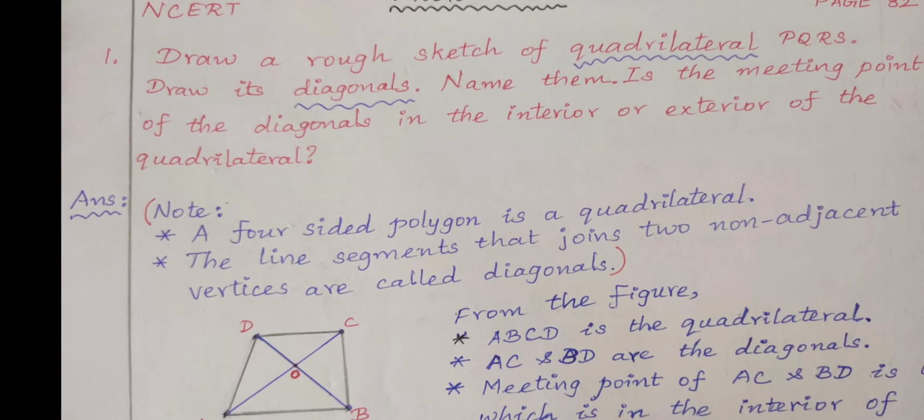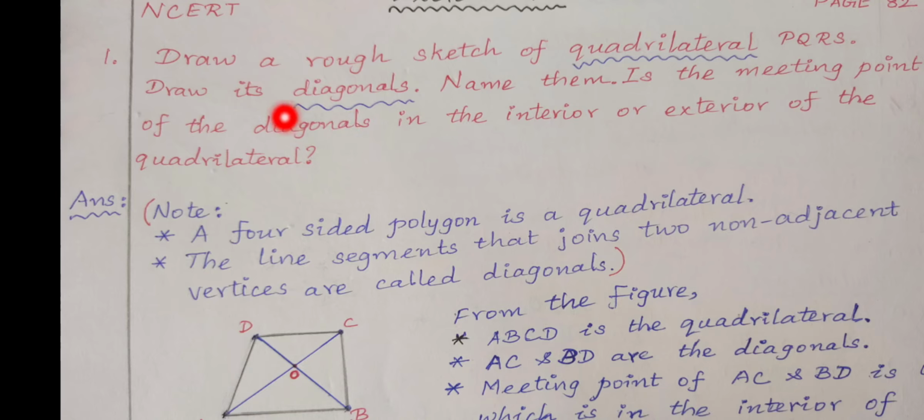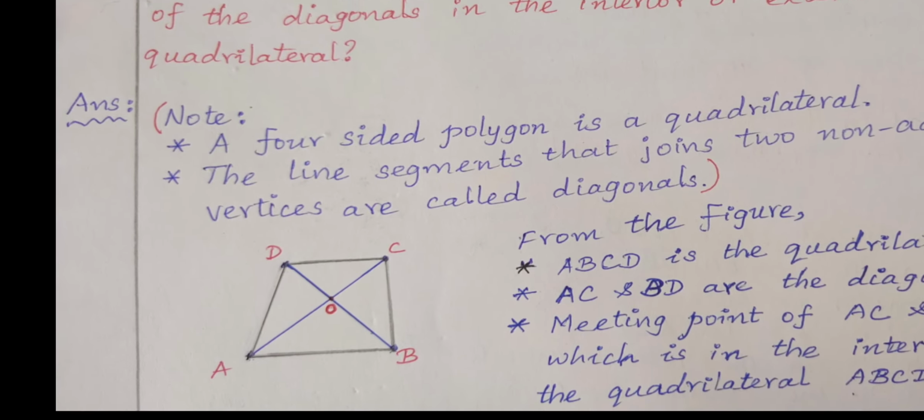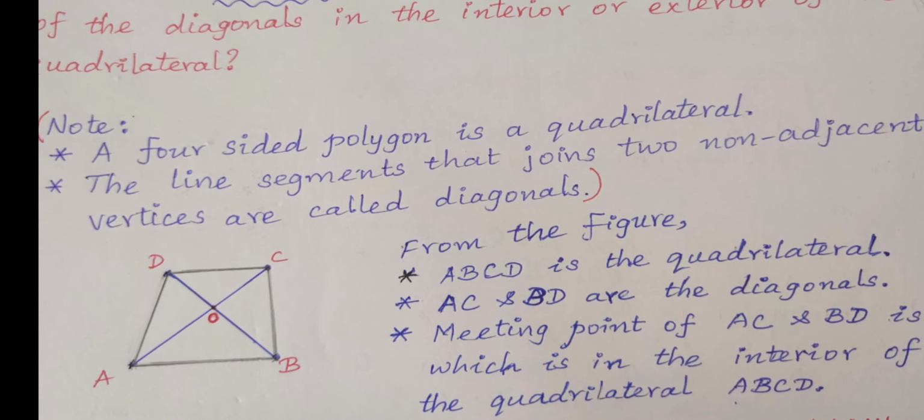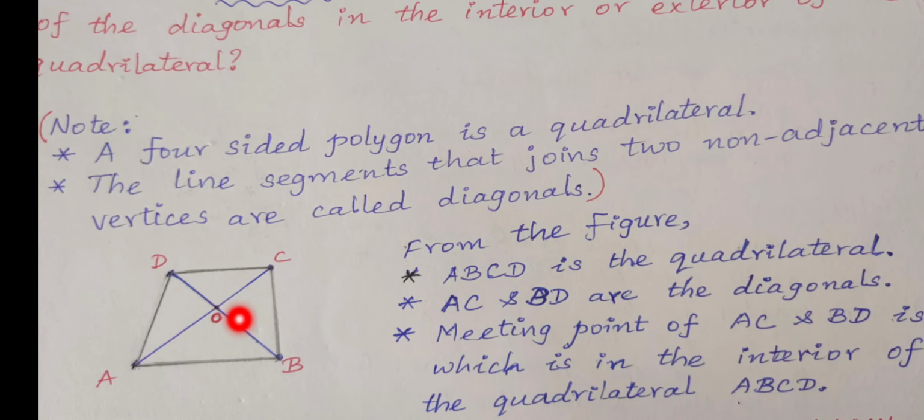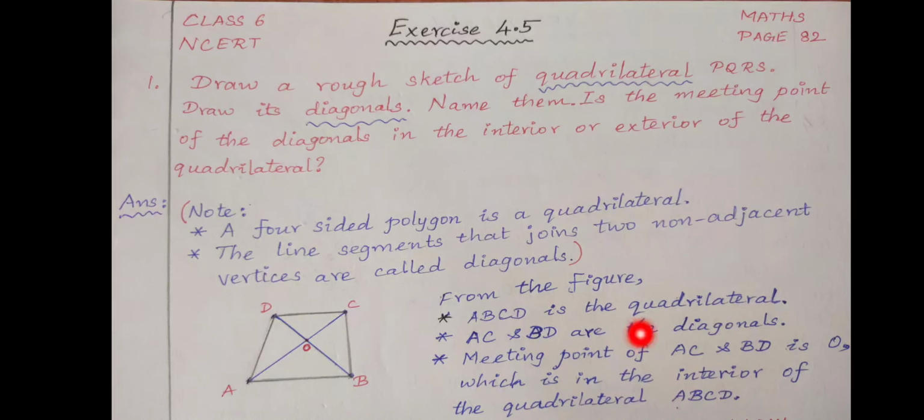Why do we name the meeting point? See, after drawing the diagonals, we have to name them. It is given in the question. What we have to find out is whether the meeting point is in the interior of the quadrilateral or in the exterior of the quadrilateral. Obviously, the meeting point of diagonals is in the interior of the quadrilateral. So, we conclude that the meeting point of diagonals AC and BD is O, which is in the interior of quadrilateral ABCD.